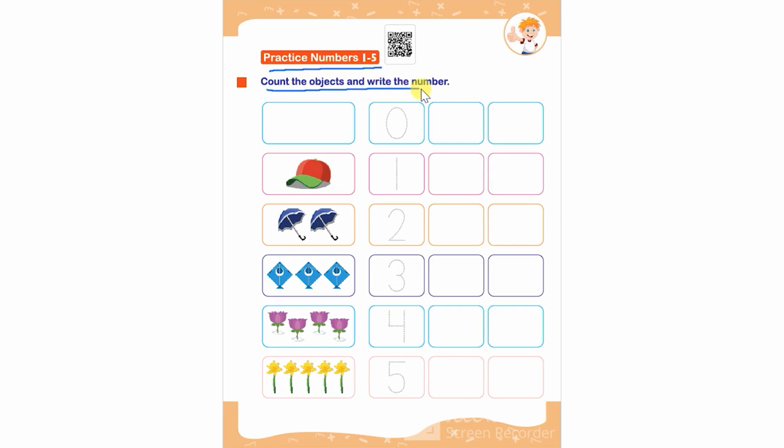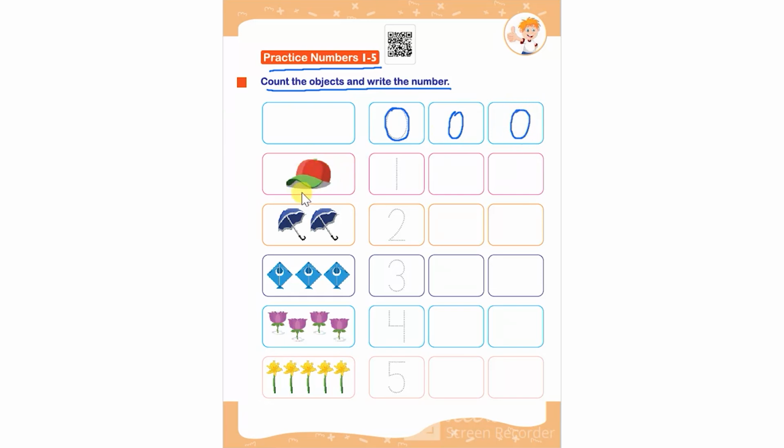Count the objects and write the numbers. So over here the child has to first count the given objects. So here there are no objects and then they have to write the numbers. So first they have to trace the given numbers over here. So there are 0 objects. So here they have to trace and then write 0 in these 2 boxes.